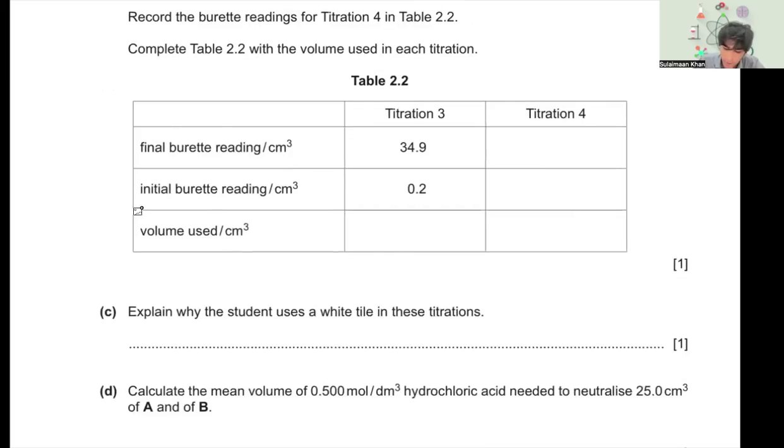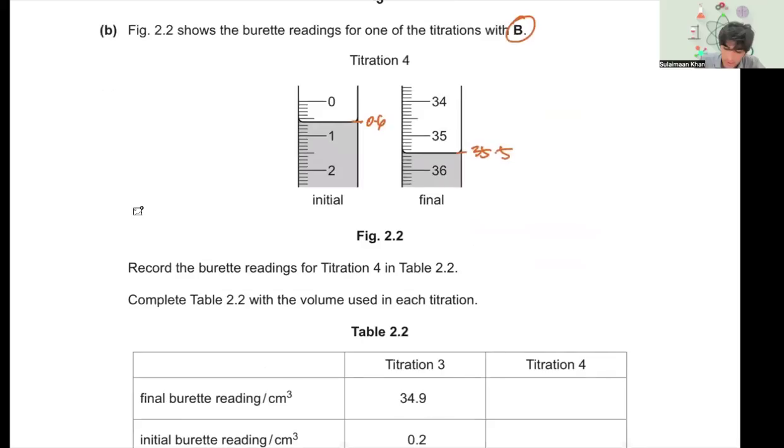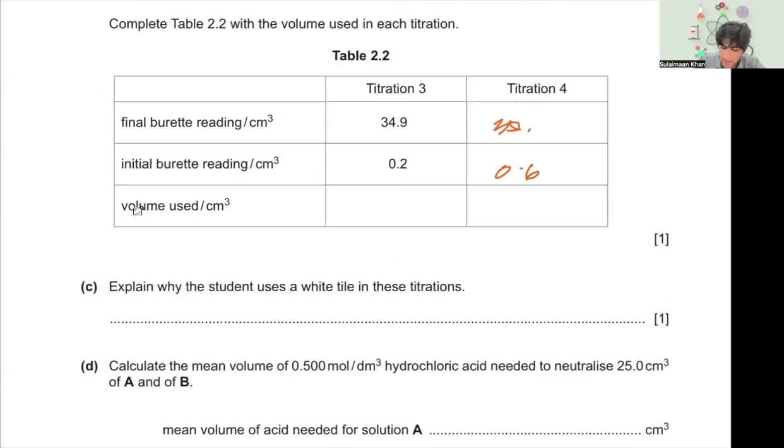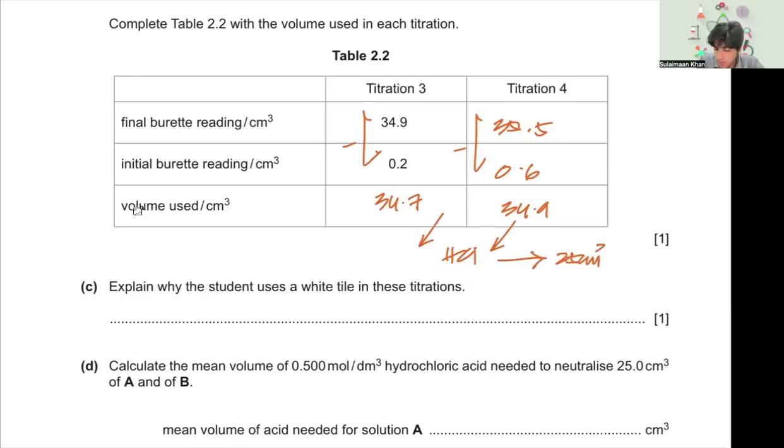So for titration 4, the initial reading is what? The initial reading is 0.6, and the final reading is 35.5. Then, can you guys tell me the volume used? Just subtract the two, final minus initial. What do we get? 34.7 and 34.9. Now, that's the volume of hydrochloric acid. Remember, that's the volume of hydrochloric acid used to neutralize 25 cm cube of B.